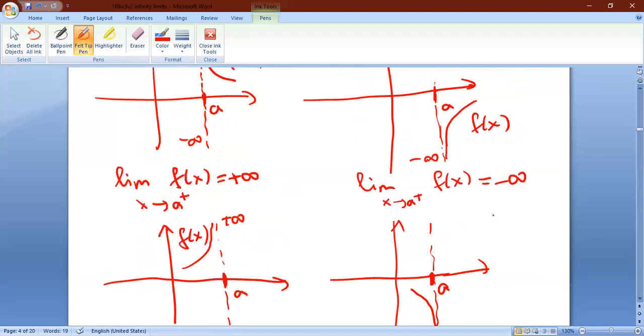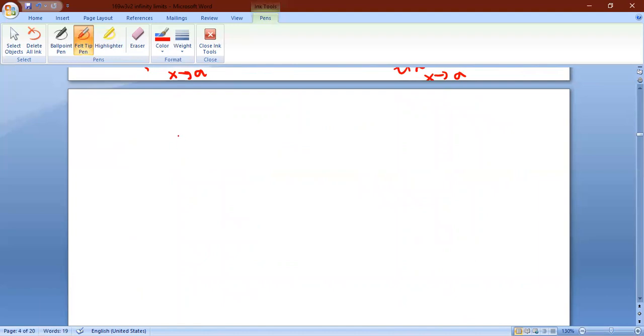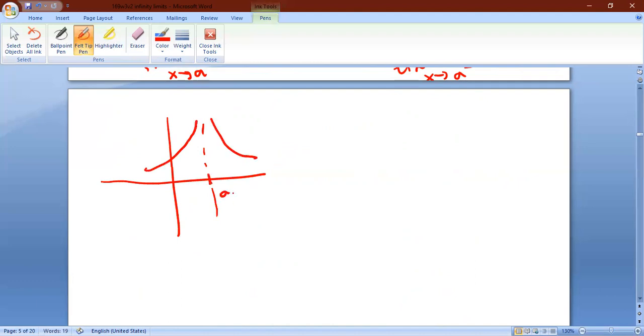Okay. Now each of these cases are possibilities. Sometimes you can also have cases like these, like let's say this is a, like the first example, or you can have something like this.